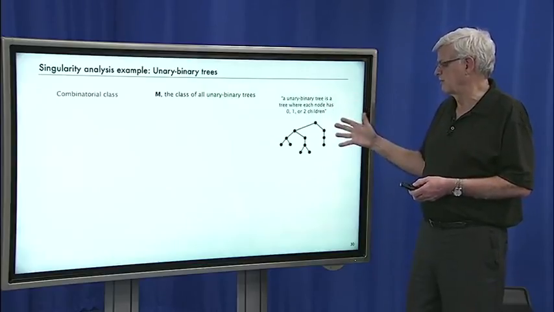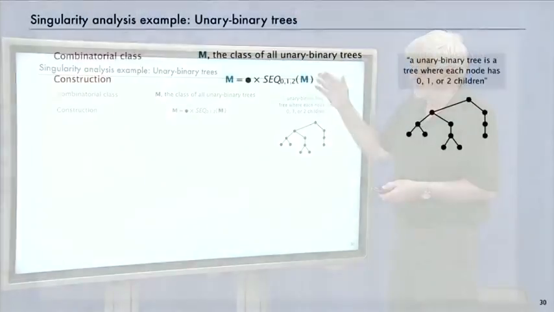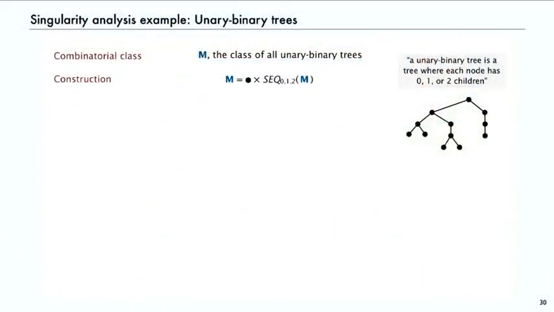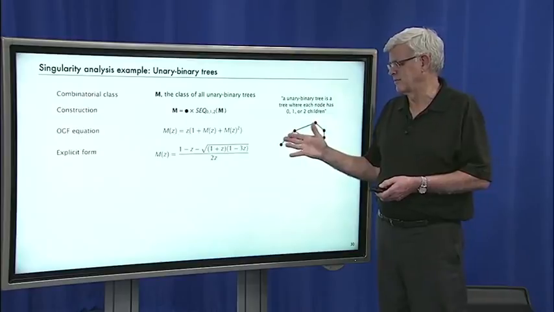So that's unary binary trees. Every node has 0, 1, or 2 children. The combinatorial construction is a node and a sequence of 0, 1, or 2 trees, which immediately translates to that generating function equation. And if we solve that equation, just using the quadratic theorem, we get this explicit form. That is not meromorphic. It has the square root of a polynomial, so it needs singularity analysis.